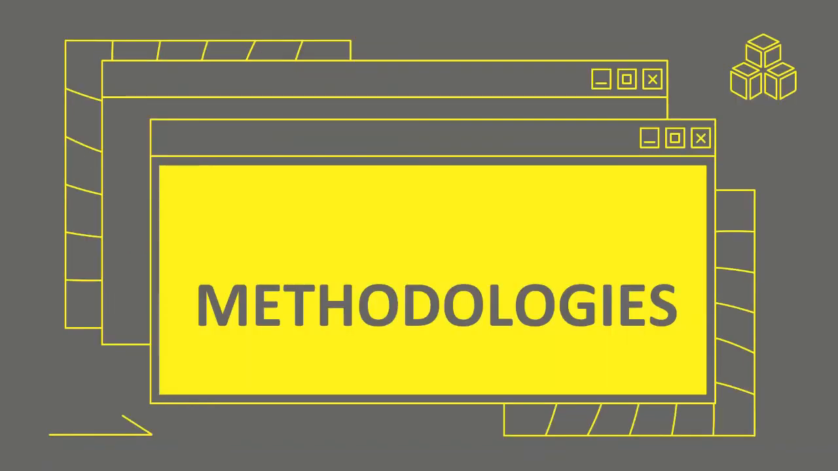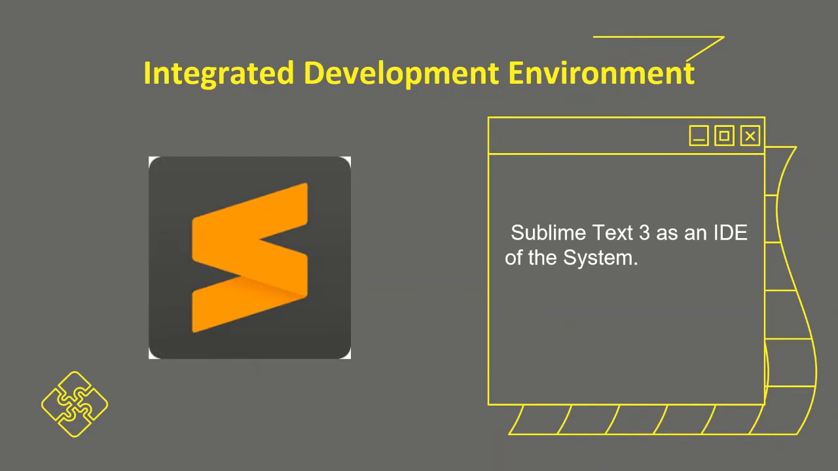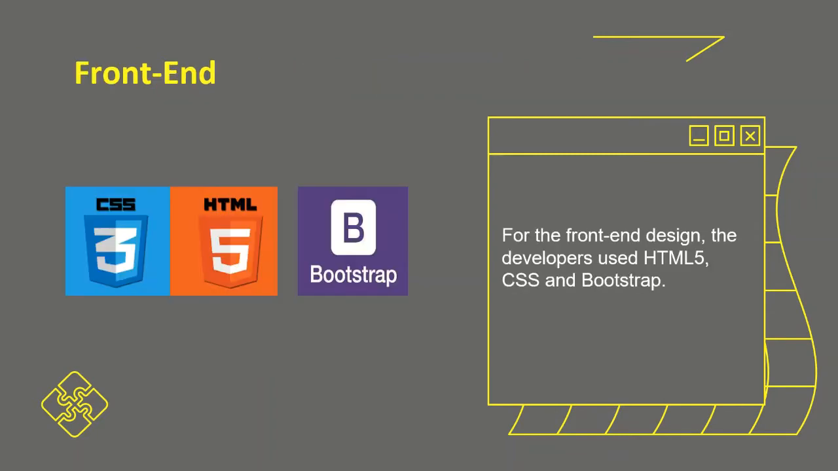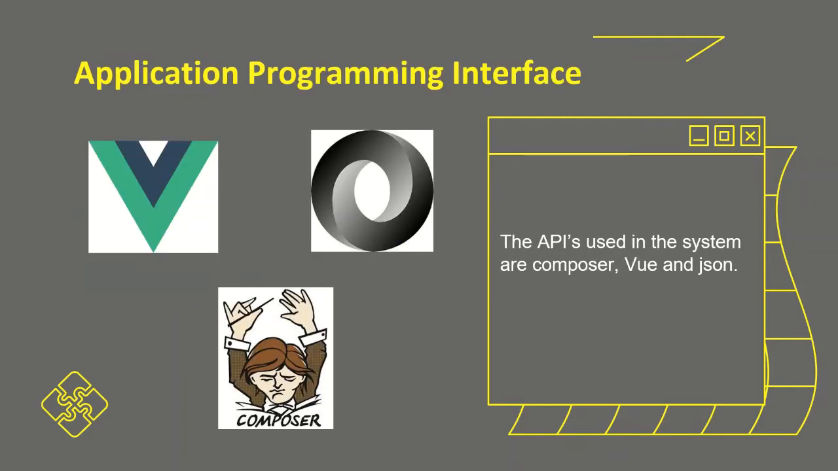Our methodologies. We use Sublime Text Tree as an IDE or integrated development environment of the system. On our front end, we use HTML5, CSS, and Bootstrap. Our APIs or application programming interfaces are Composer, PUE, and JSON.